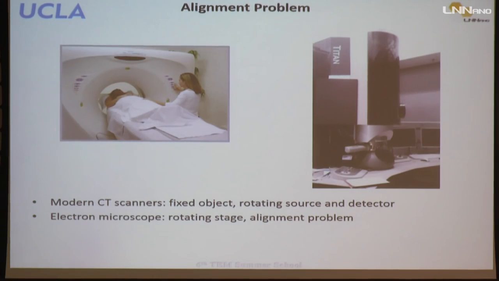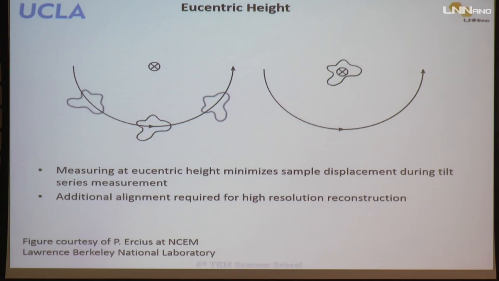Another problem is alignment. In modern CT scanners, usually the object is fixed and the detector and source rotate around a fixed rotation axis. So there's not much alignment problem, because it's guaranteed that the source and the measured images are rotated around the fixed rotation axis. But in an electron microscope, it's not reasonable to rotate the microscope and keep the sample fixed. So we have to rotate the sample, and usually we cannot rotate it exactly around a fixed, very high resolution rotation axis.